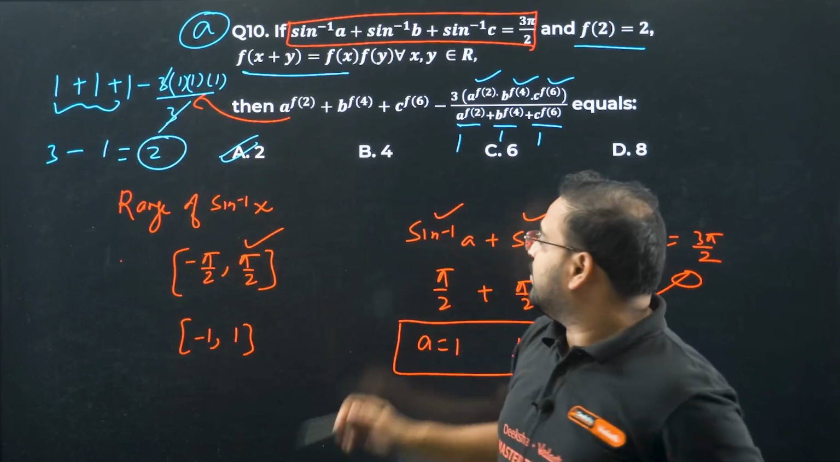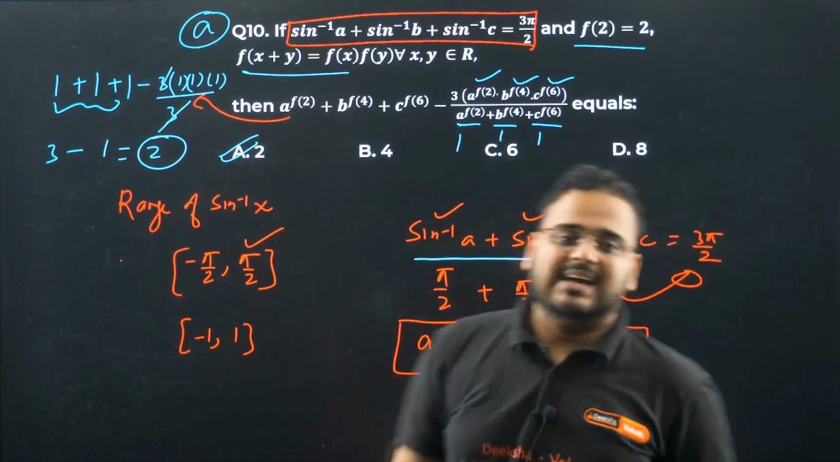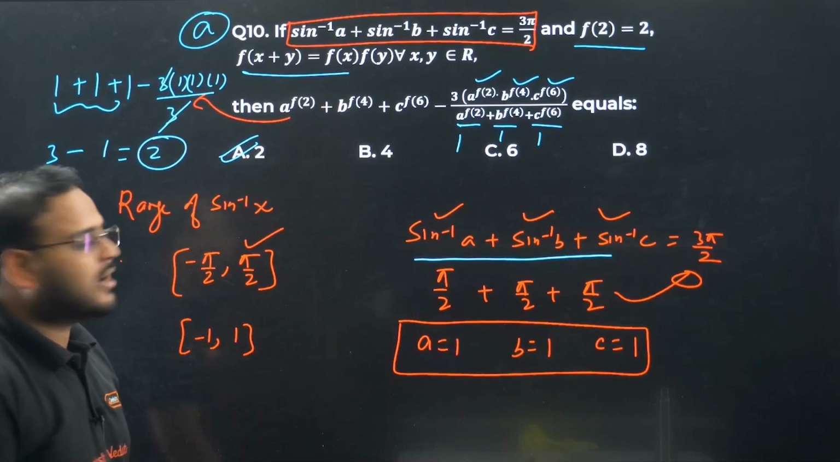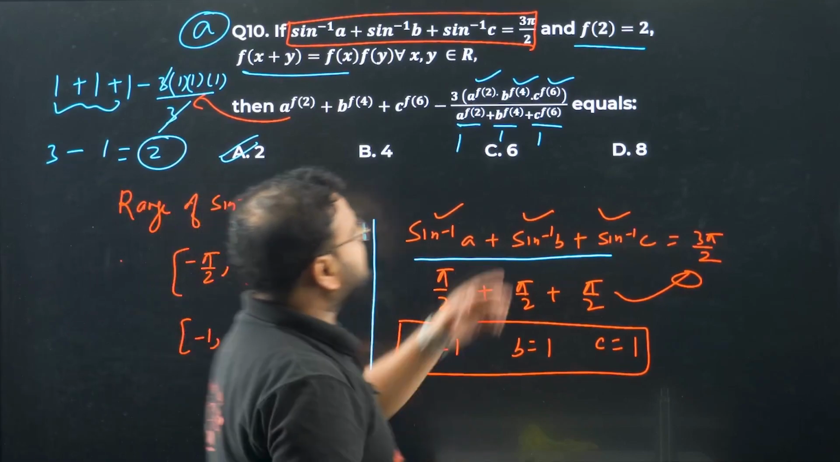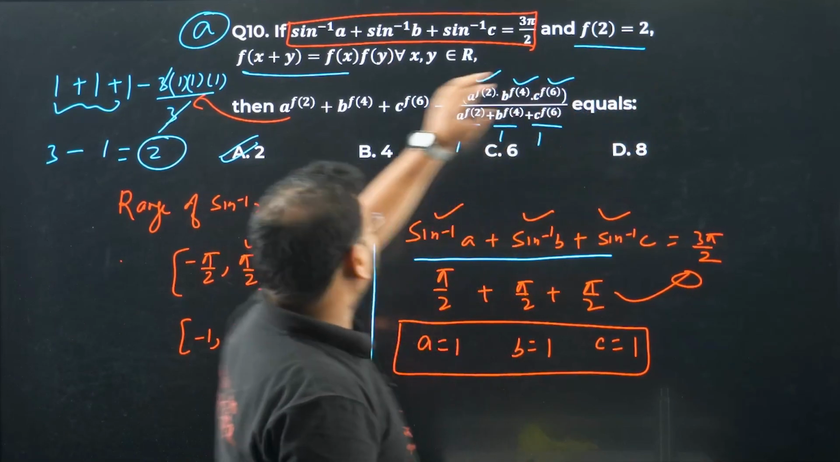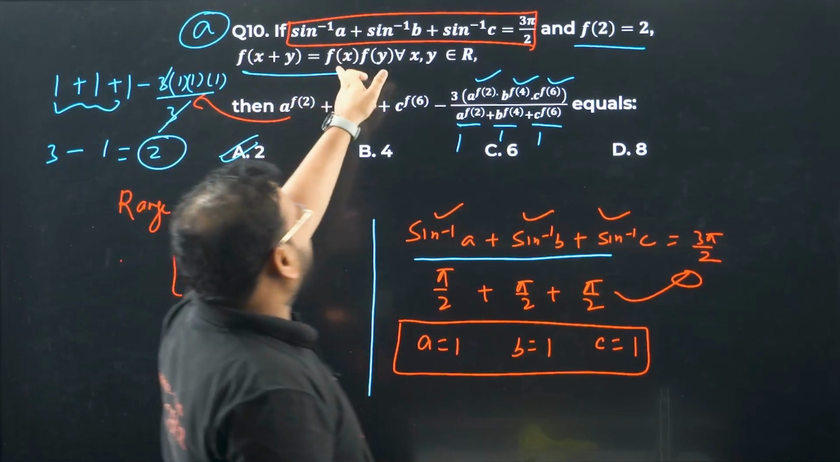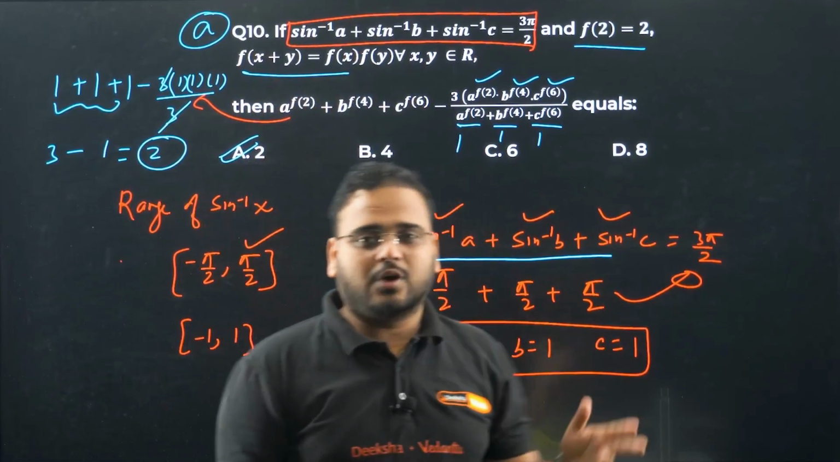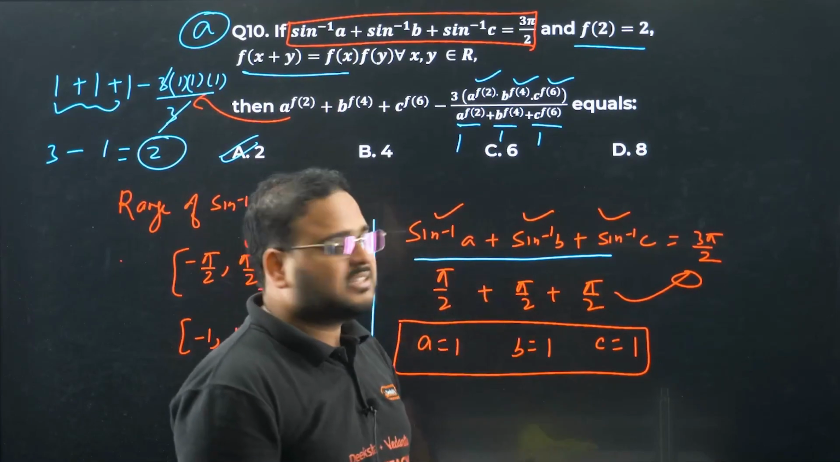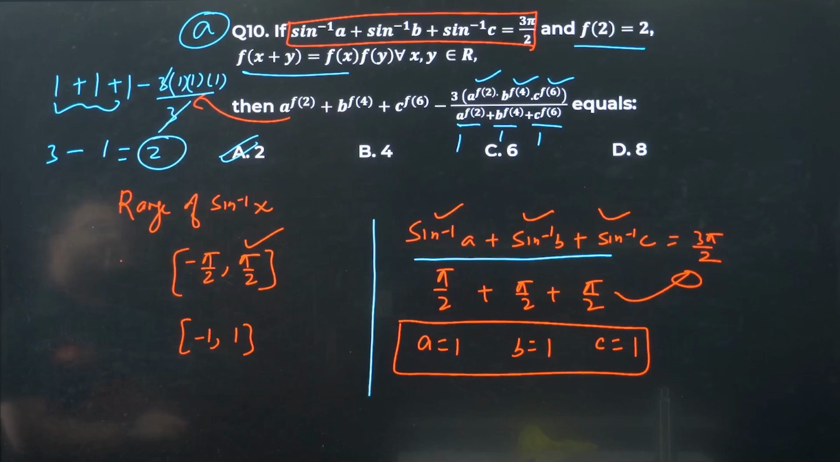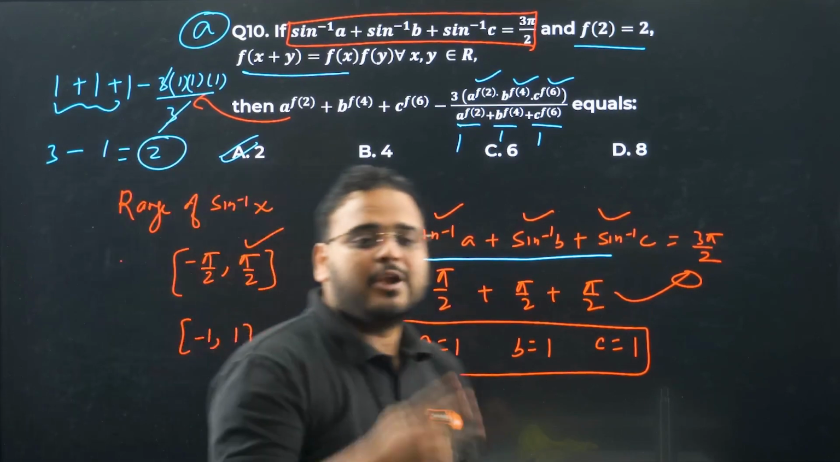So if you are able to understand this statement, sin inverse of A, sin inverse of B, sin inverse of C, your job is done. Got it? If you want, you can solve this question also using this f2 equals to 2. You can write f4 as f2 into f2, and that way you can solve it, but not required. The answer will be coming directly using this approach. This is clear. Question number 10, option A, value is 2.